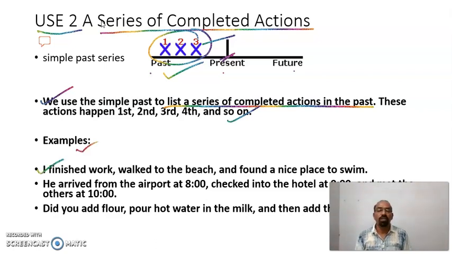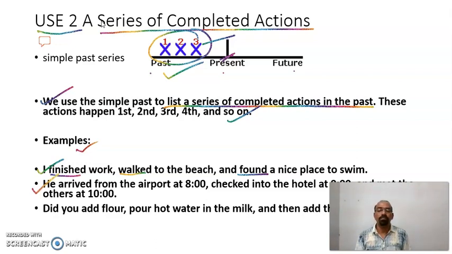I finished work, walked to the beach and found a nice place to swim. So, finished, walked and found. These three are in the past simple. So, this is a series of actions that happened in the past.